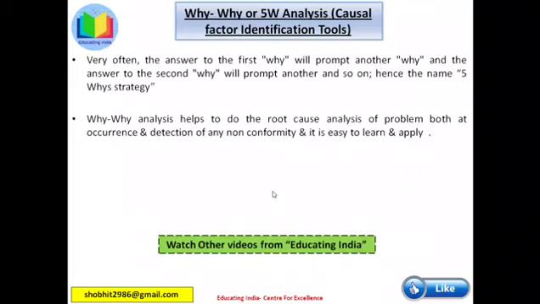It helps to do the root cause analysis of problem both at occurrence and detection of any non-conformity, and it is easy to learn and apply. It means 5Y analysis technique is performed both at occurrence and detection end so that all the potential causes of defect could be prevented and actual root cause could be identified.